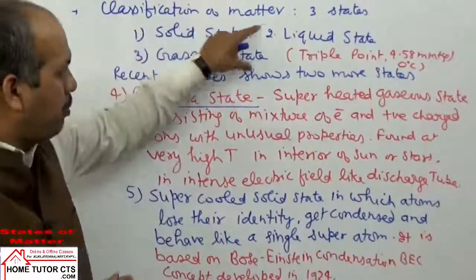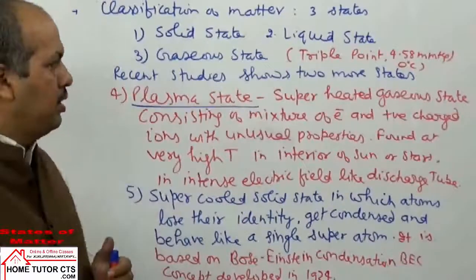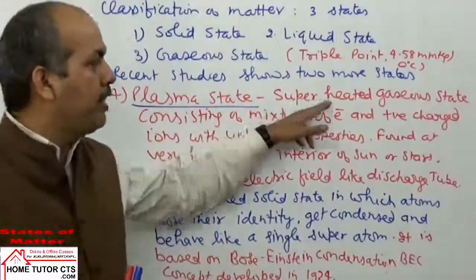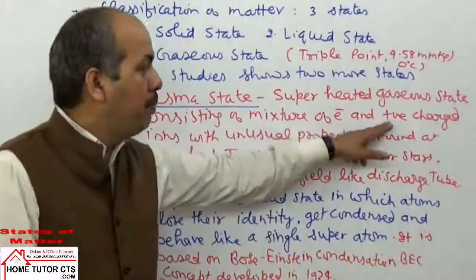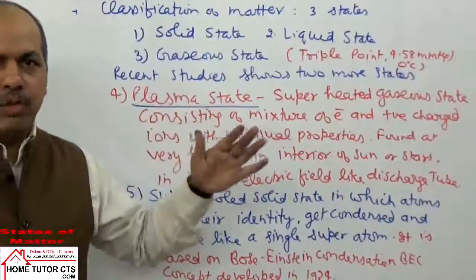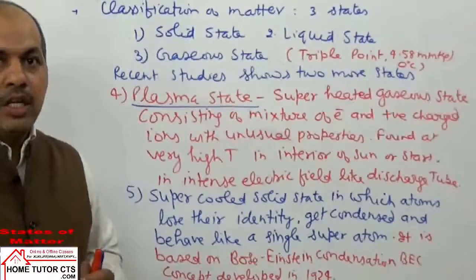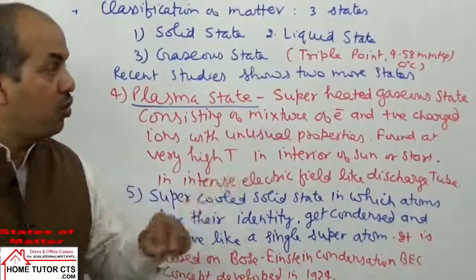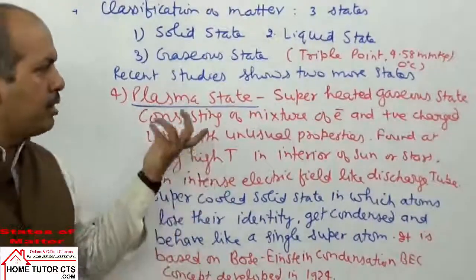Now before we go for their more properties and differences, we have two more states of matter which were found recently. One is called the plasma state. The plasma state basically consists of a superheated gaseous state consisting of a mixture of electrons and positively charged ions with unusual properties. We have just discussed it, remember, in the topic atomic structure. On passing high voltage, a strong electric field through the gas at low pressure, the gas undergoes ionization. They produce electrons and positive ions remaining. So that can be taken as the plasma state.